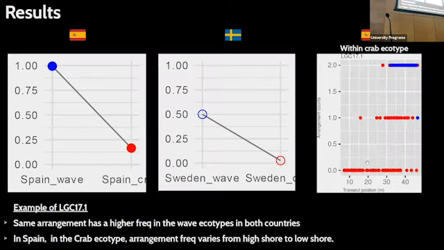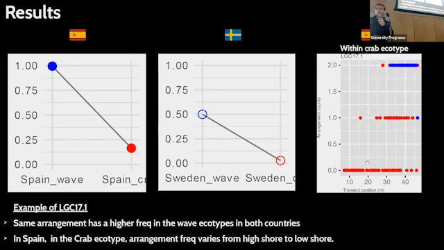This is something I computed later on, just to show you the frequencies here. In Spain, you have the difference in frequency for that arrangement between wave and crab, and this is in Sweden. So you have the same type of pattern, but again, the difference is stronger in Sweden than in Spain.